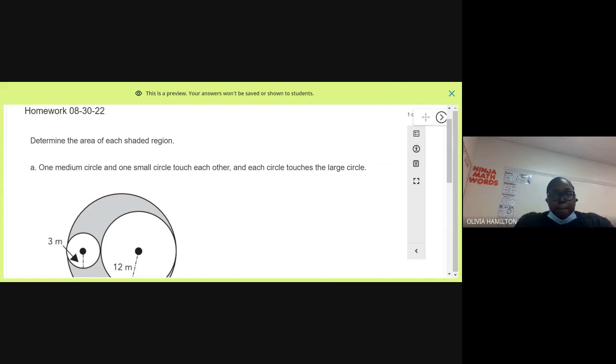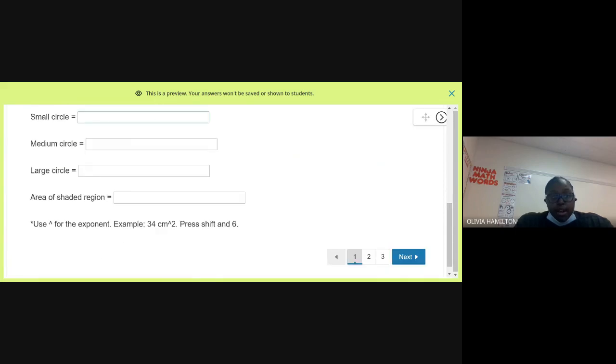So first, determine the area of each shaded region. A, one medium circle and one small circle touch each other, and each circle touches the large circle. So I have 4 boxes I need to fill in: small circle, medium circle, large circle, area of shaded region. And here, this asterisk or star that I sometimes call it is a hint. Use this, I call it a caret, for the exponent because you don't have that option when you're typing in these kind of boxes.